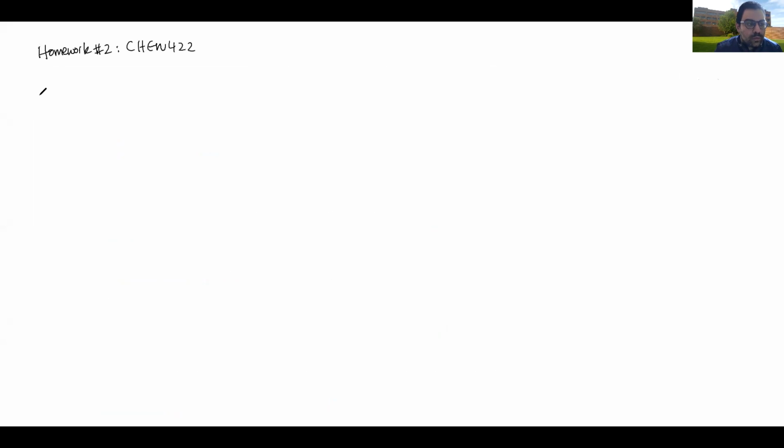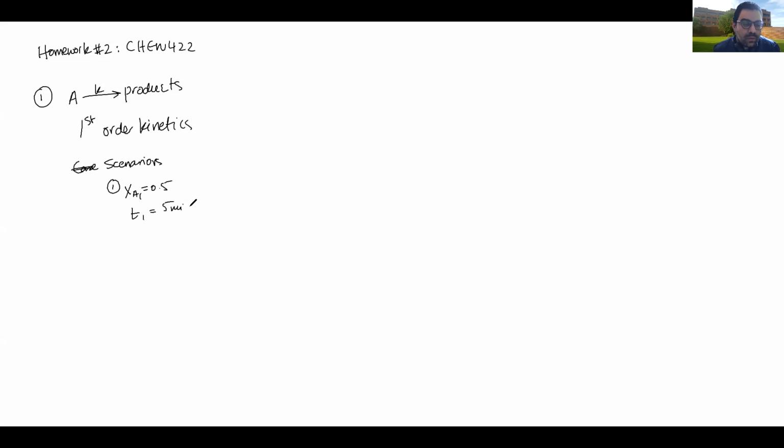in CHEN 422. And problem number 1, you're being told that A decomposes to some products. And because it's a decomposition, it's an irreversible reaction. And usually, unless you're told it's reversible, you can assume that it is not reversible, right? You're being told it's first order kinetics, and you're given 2 scenarios. Let's avoid using the word case to avoid confusion. Scenario number 1, you have XA1 is equal to 0.5 when T1 is equal to 5 minutes. And scenario number 2, you have XA2 is equal to 0.75, and you need to find T2.